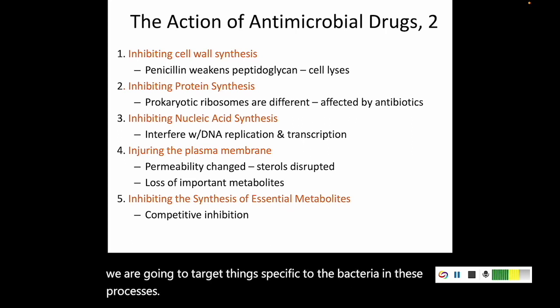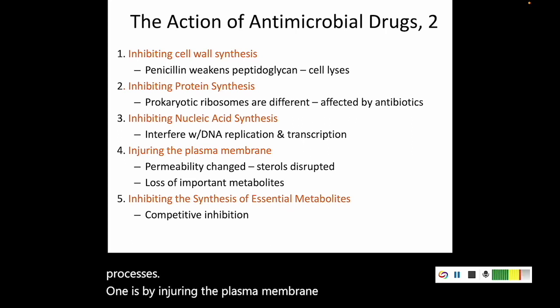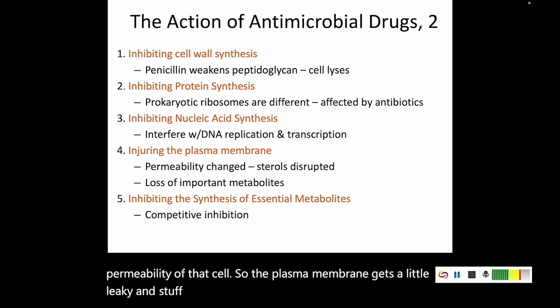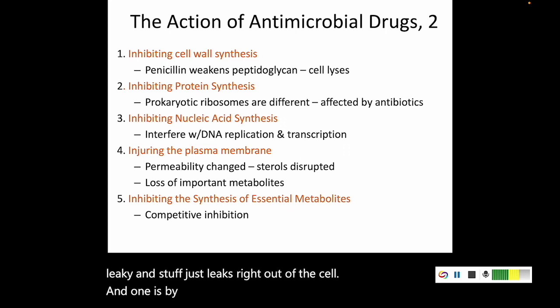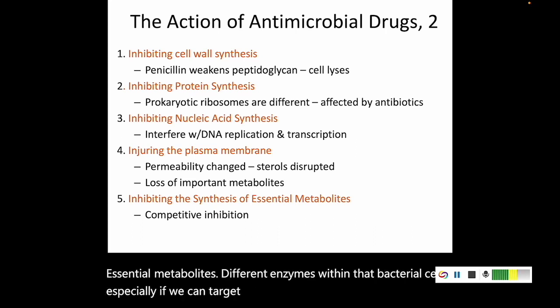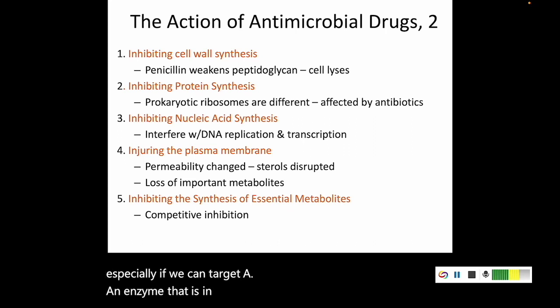One is by injuring the plasma membrane, which will affect the permeability of that cell. So the plasma membrane gets a little leaky and stuff just leaks right out of the cell. And one is by competitively inhibiting essential metabolites, different enzymes within that bacterial cell, especially if we can target an enzyme that is in a bacteria that we don't use.